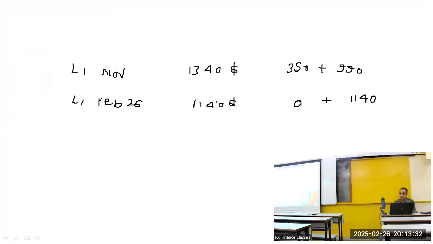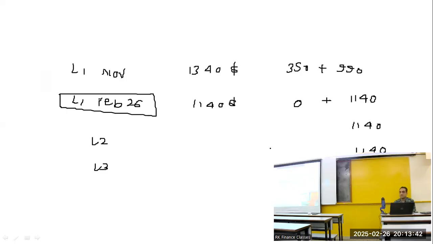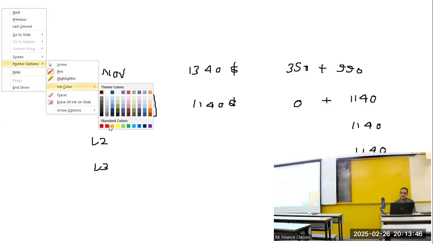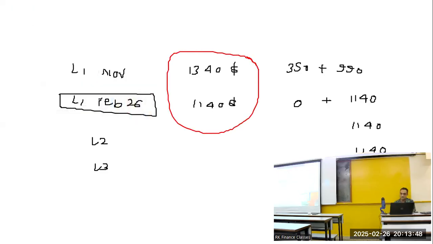So $200 will be cheaper. 11 Feb 26 will be $200 cheaper. Level 2 and level 3 will have $1140 as fees. Okay, so if you go with level 1 in November, you have to pay that $200 extra, unfortunately.